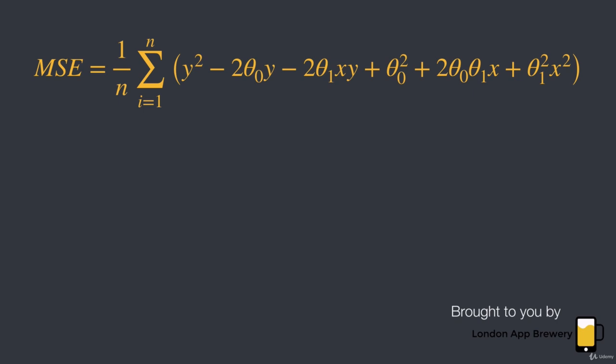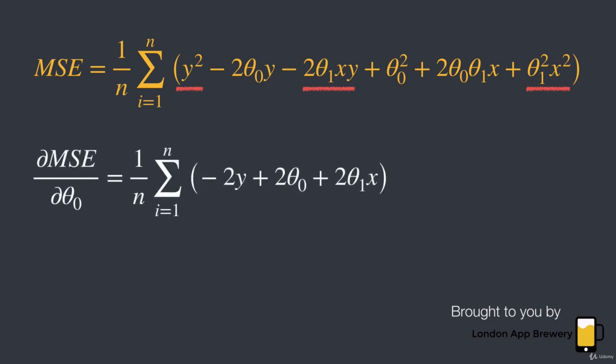Now, looking at this equation, the first thing you'll notice is that there are quite a few terms that don't depend on theta 0, namely y squared, 2 theta 1 x y, and theta 1 squared times x squared. For a partial derivative, these terms are treated as constants and they drop out of the equation. This is what we've talked about before. So what are we left with?